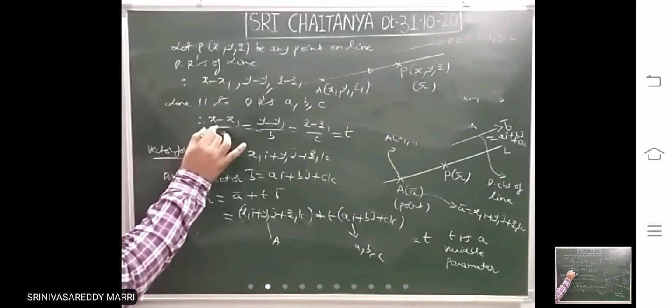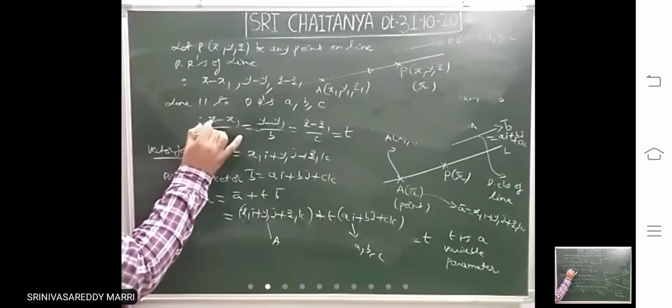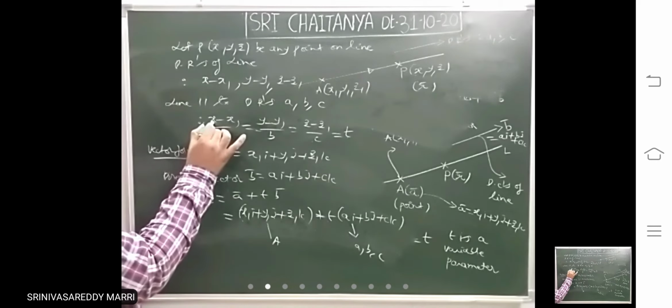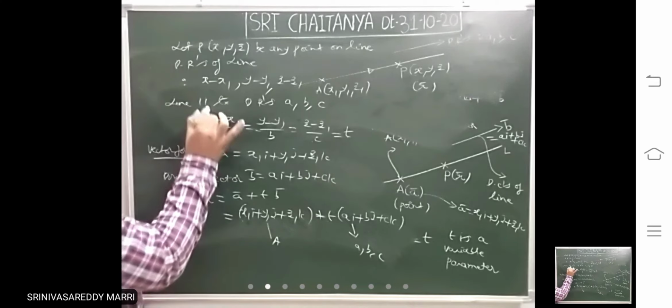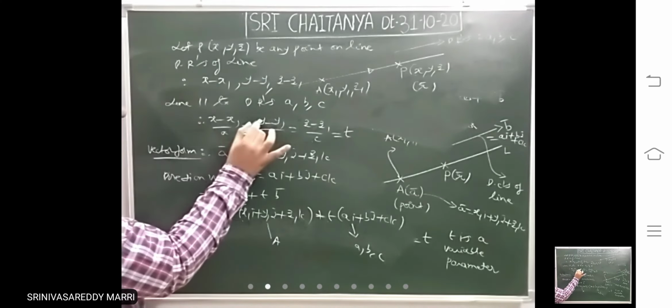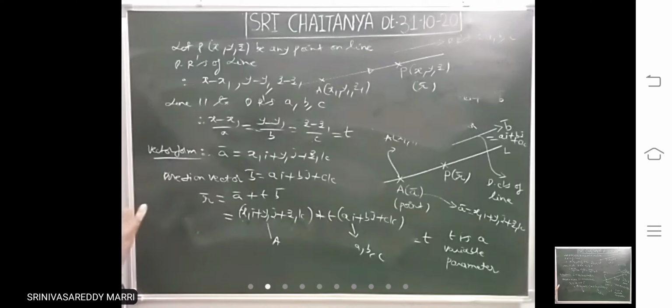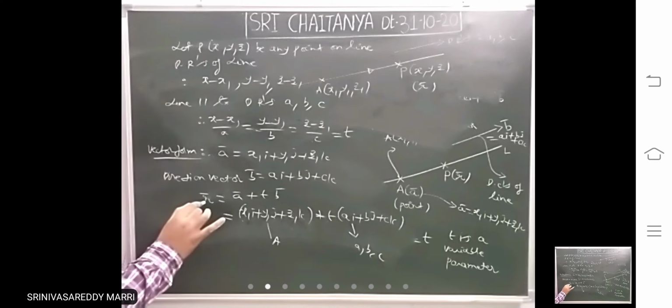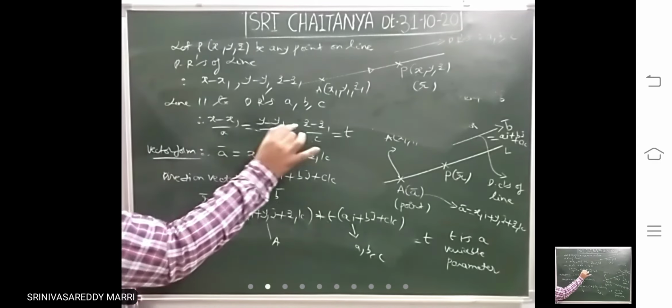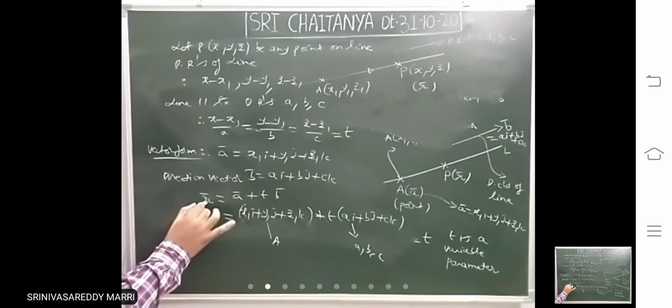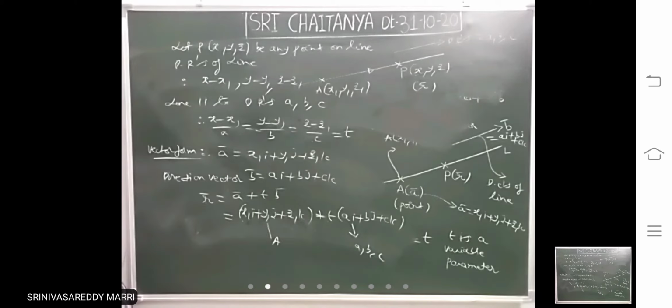Here, look, if you are writing vector form, any point on the line means find the point on the line. X, Y, Z you have to calculate. Here in vector form, to find the point on the line, you have to calculate R bar. Here point calculation means X, Y, Z calculation. Here point calculation means R bar calculation. Look at this next.